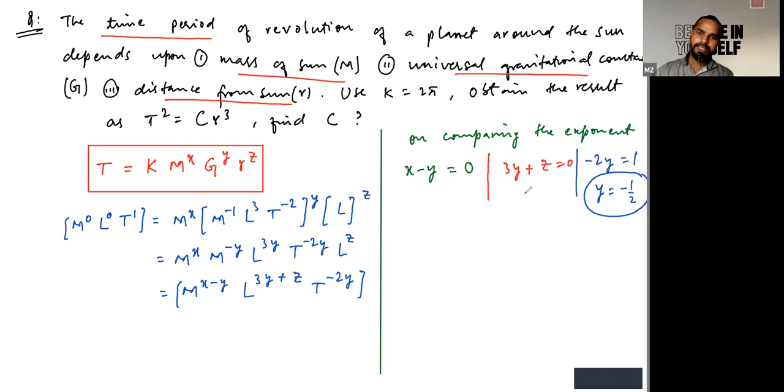Put this value in the second part, you will get 3 times y plus z is equal to 0. So it will be minus 3 by 2. Move it to the other side. So z would be equal to plus 3 by 2. Put this value of y in the first part. So x would be equal to y, which would be equal to minus 1 by 2.